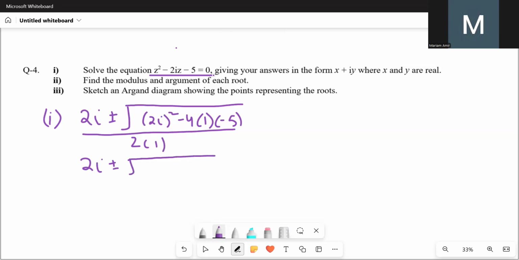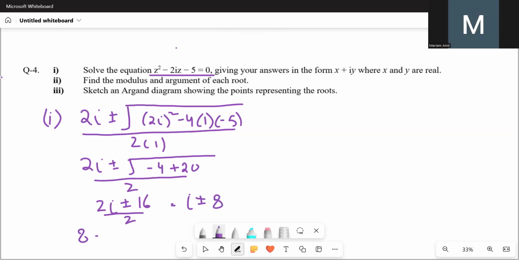What are we getting inside? That's a negative 4 because 2 square is 4 and iota square is negative 1. So negative 4 plus 20. So that's a 16. So 2 iota plus minus 16 upon 2, which gives us iota plus minus 8. So our two roots are 8 plus iota and negative 8 plus iota. And we write z equals this and z equals this.